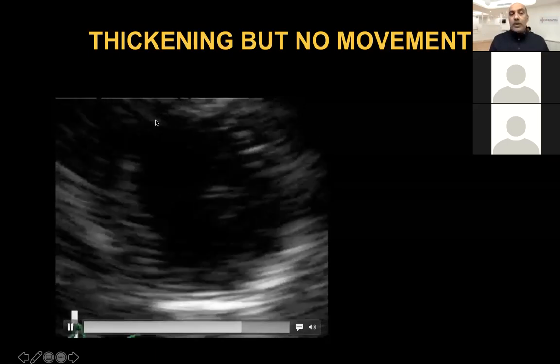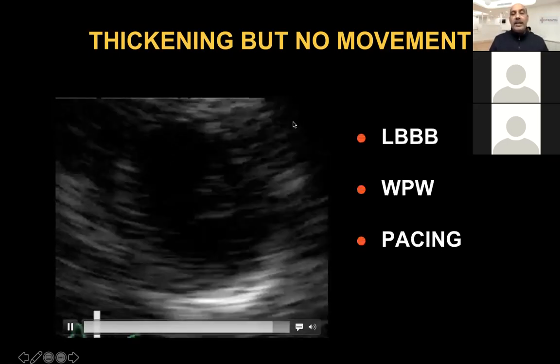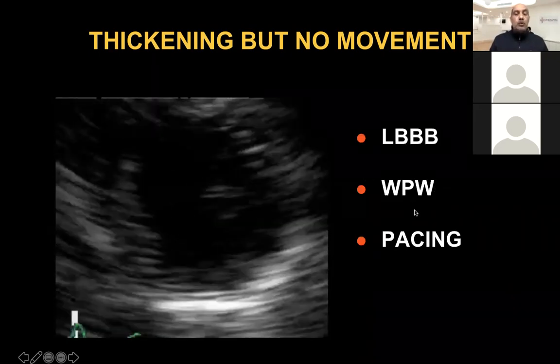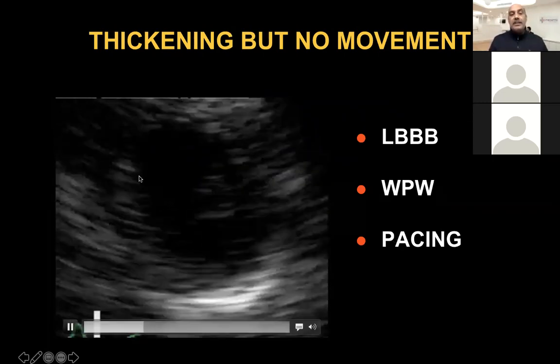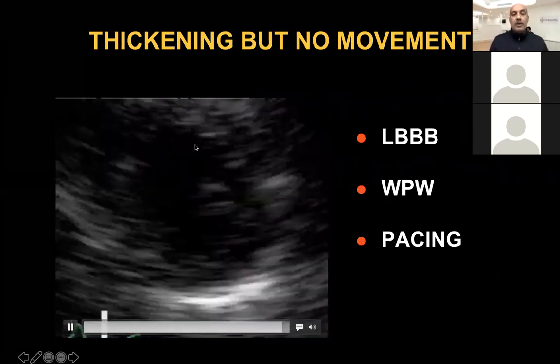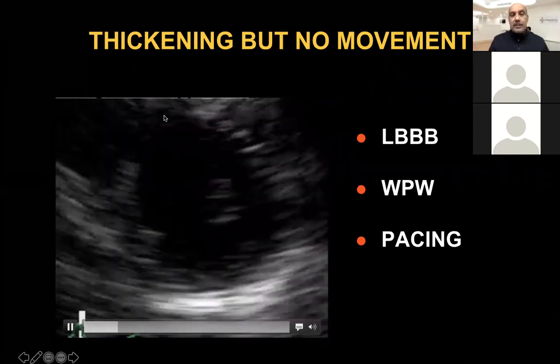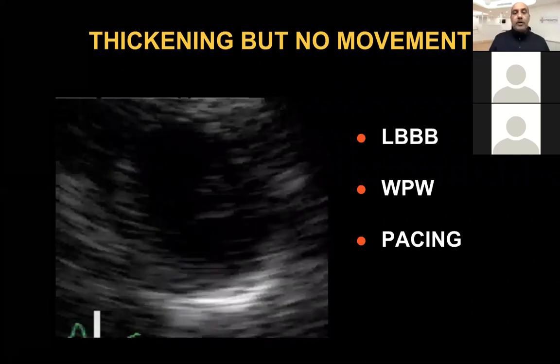So this is normokinesia, but this thing is very commonly found in left bundle branch block, WPW, and also in right ventricular pacing, where the septum is stimulated before the lateral wall. So the majority of myocardium is contracting in a particular phase. The septum has by that time contracted already. So this thing is also a common reason for fallacies.